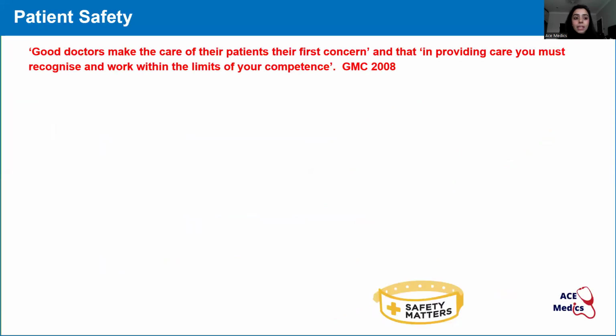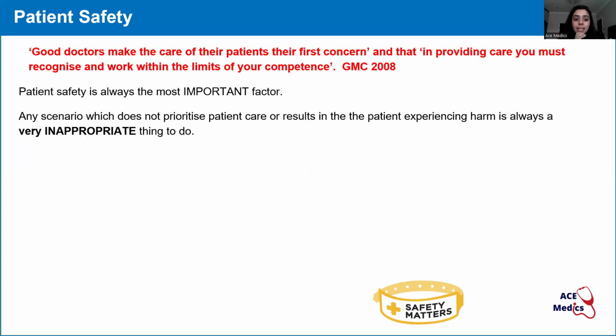Just to cover a bit of theory around patient safety, because this question was testing patient safety, and it also had a few themes of work-life balance itself. Okay, so this may sound a bit repetitive, but if there's one thing you take away from this little video, it's that patient safety is always going to be at the forefront of each scenario, and it's going to be the theme that takes the priority. It's always the most important factor, and anything which doesn't prioritize this, or results in the patient experiencing harm, is always going to be the least appropriate, or the lowest ranking option.